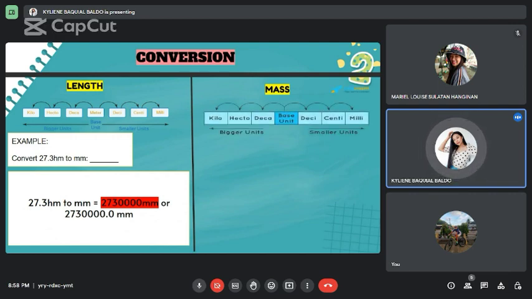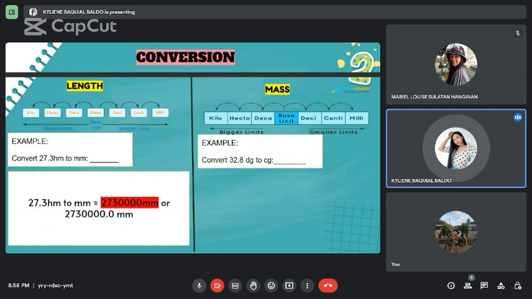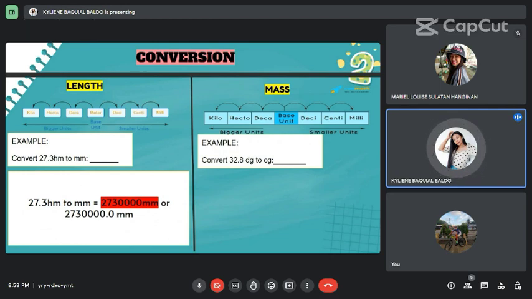Again, we have here a picture which shows the metric system of mass. Another example: convert 32.8 decagram to centigram. Again, we have to locate decagram and centigram. We know that decagram is on the left and centigram is on the right. So again, we will now count.